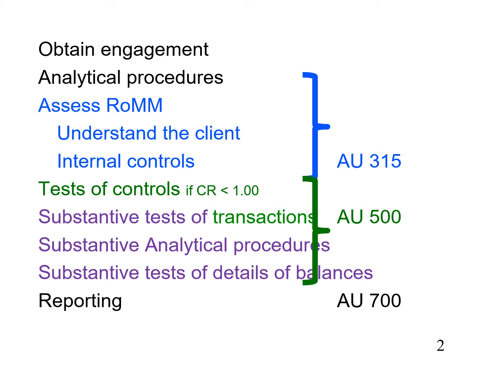The green relates to transactions. The purple are substantive tests. Reporting, and we end up with our audit report.